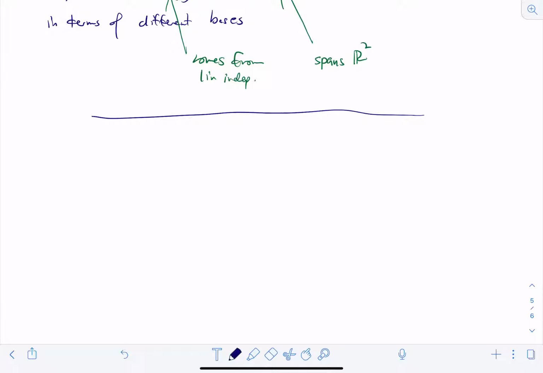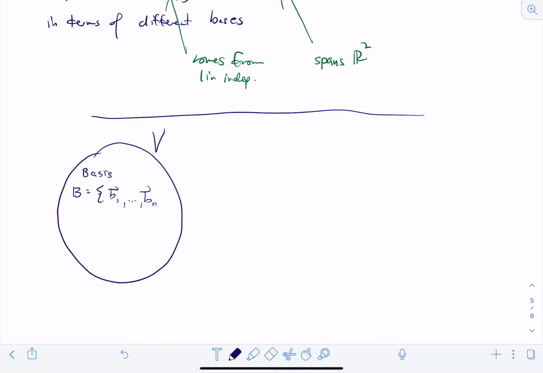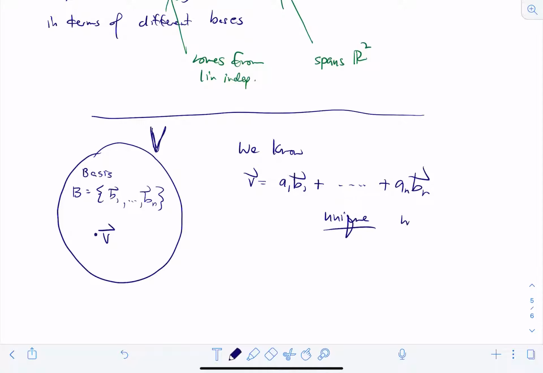So let's say that you have some vector space V. If you want to, you can think of this as Rn. And you have a basis. Let's call our basis capital B, and that consists of B1 through Bn. Now, let's say you have any vector V in your big abstract vector space. We know V is equal to A1 B1 plus blah, blah, blah plus AN BN, and that we know that this is unique, and we know this works for every V.